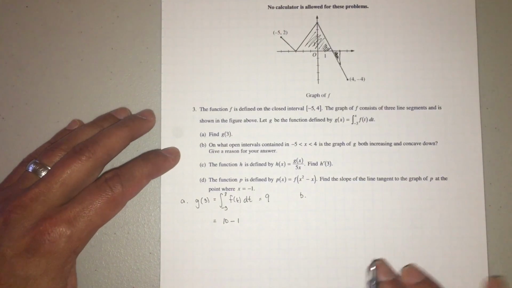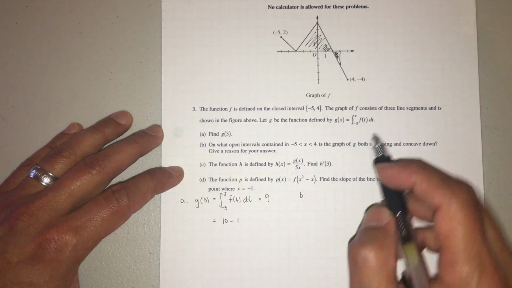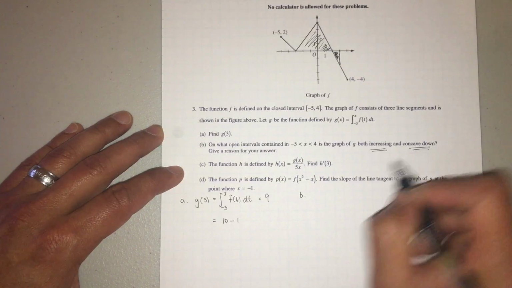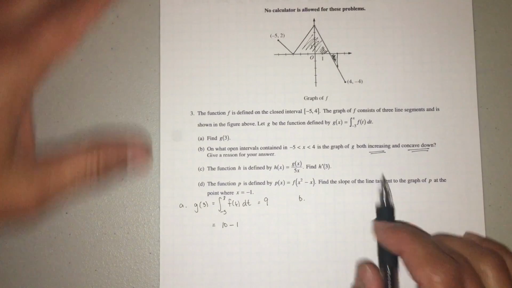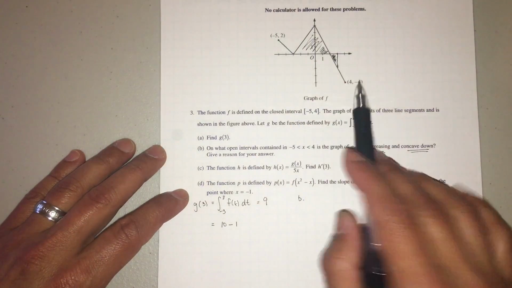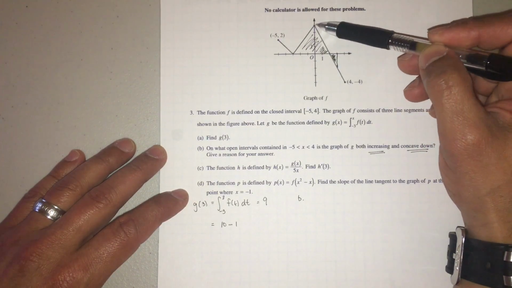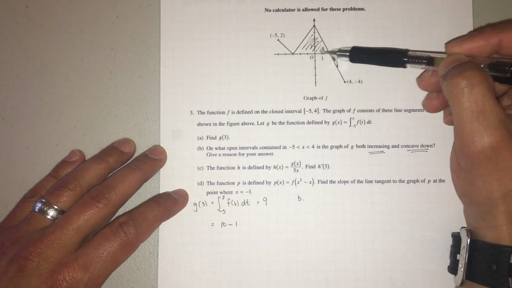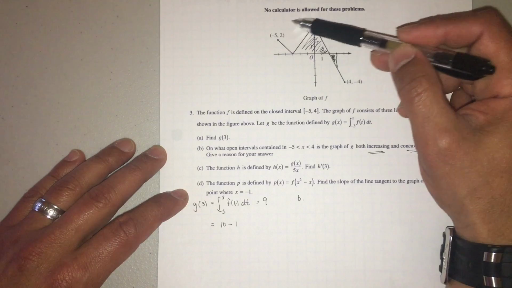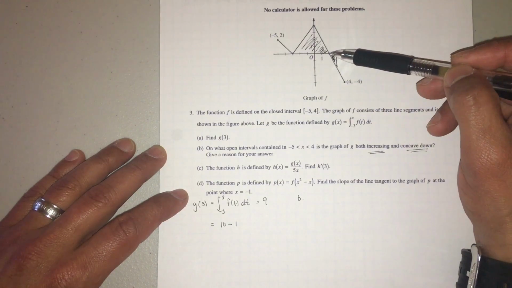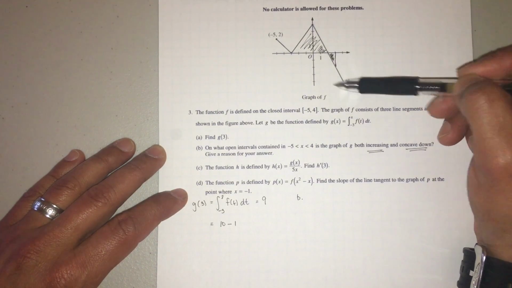All right. Part B. On what open interval between -5 and 4 is the graph both increasing and concave down? You see that again? Same type of question they asked in 2013. Remember, this is the derivative. So these guys over here are all positive slopes connected by a smooth line. So from -5 all the way to 2, the graph is increasing. From 2 to 4, the graph is decreasing because the slopes are below the x-axis.